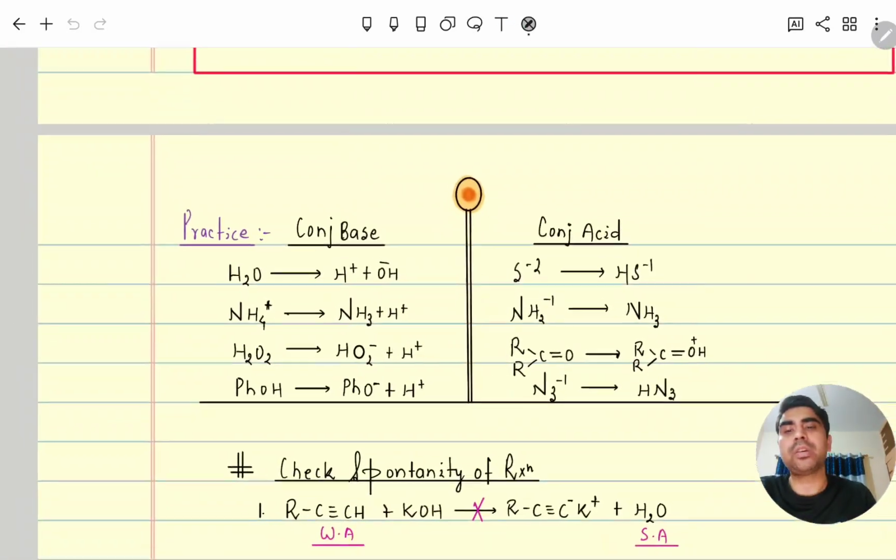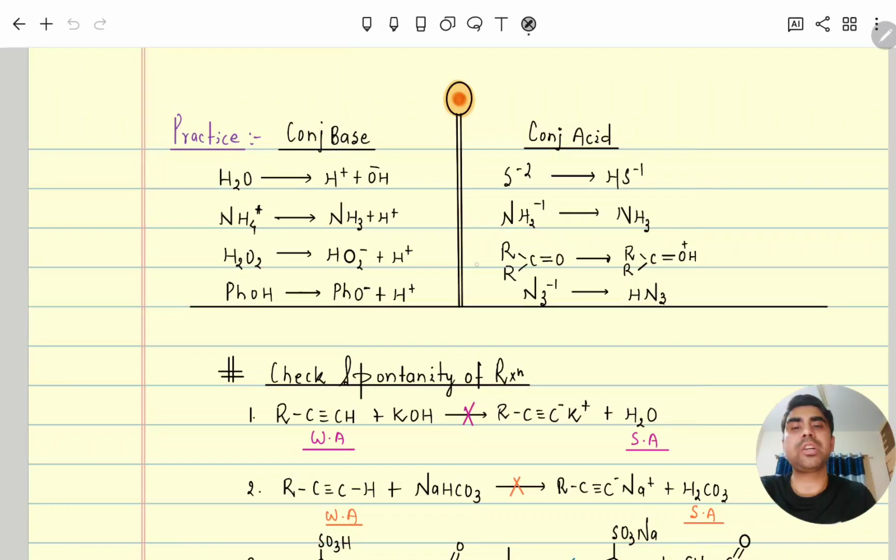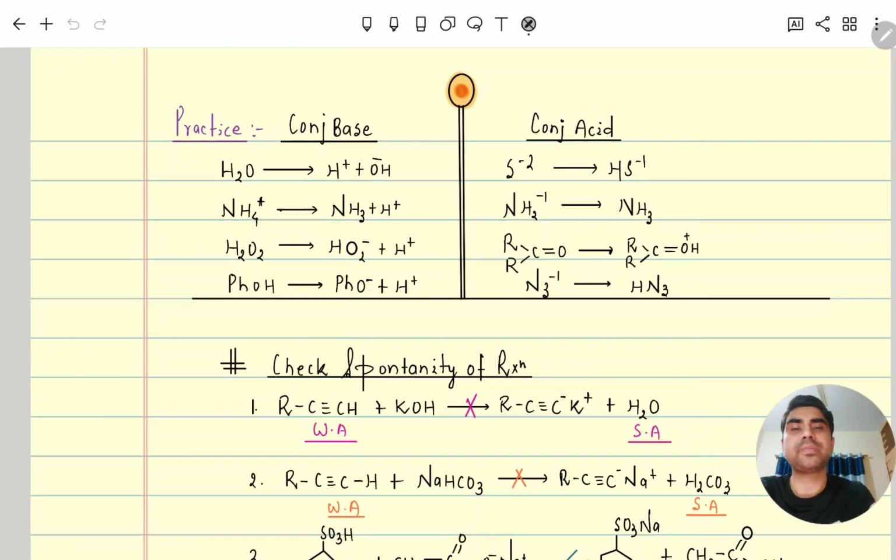Next, some practice we will do on conjugate base and conjugate acid. If they ask you to write the conjugate base, it means you just remove one H plus. This is the conjugate base. Just remove one H plus, this is its conjugate base.